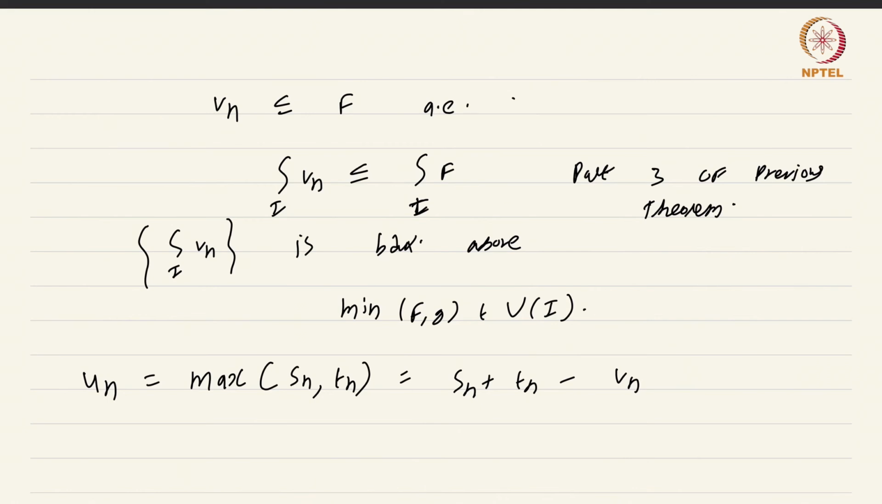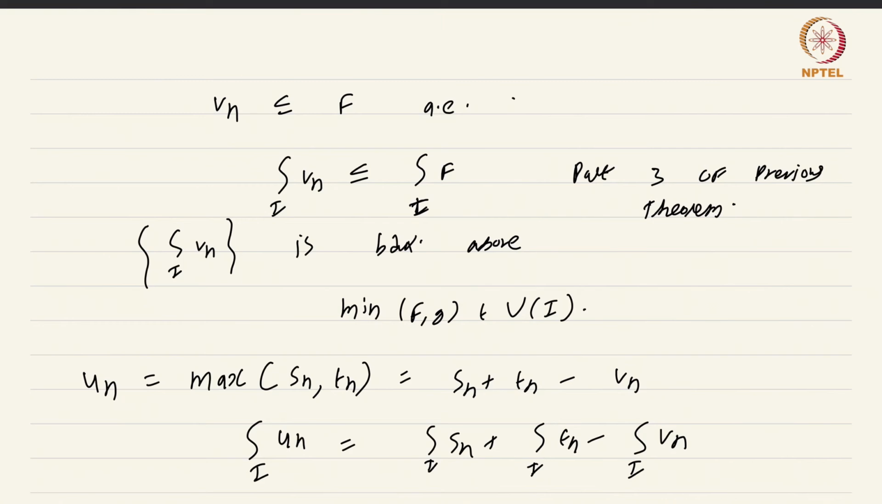Therefore, by the algebraic properties of the integrals for step functions, note these are all step functions. I already remarked that when you have a function f, it is not guaranteed that the negative of the function is an upper function. You can write this simply because these are all step functions. The integral of un is the integral of Sn plus the integral of Tn minus the integral of vn.